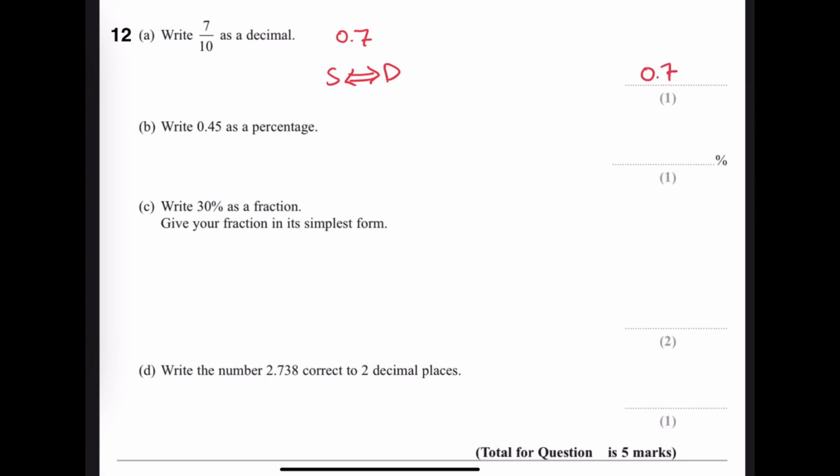Write 0.45 as a percentage. How do you convert this decimal into a percentage? You just times it by 100. So this will be 45%.